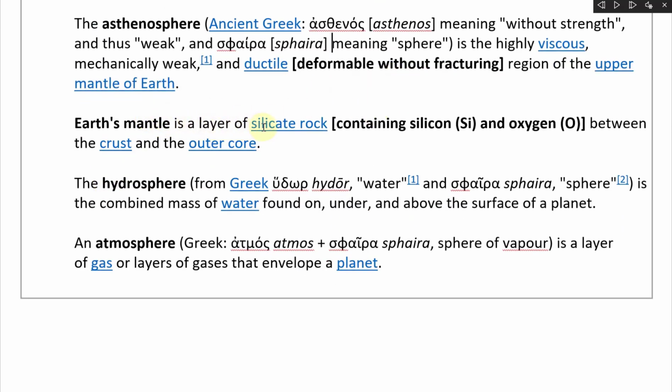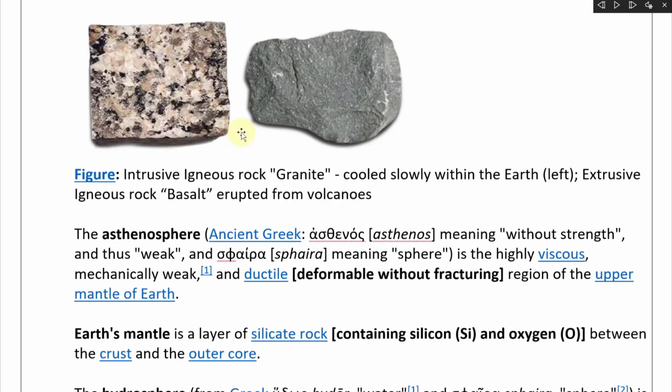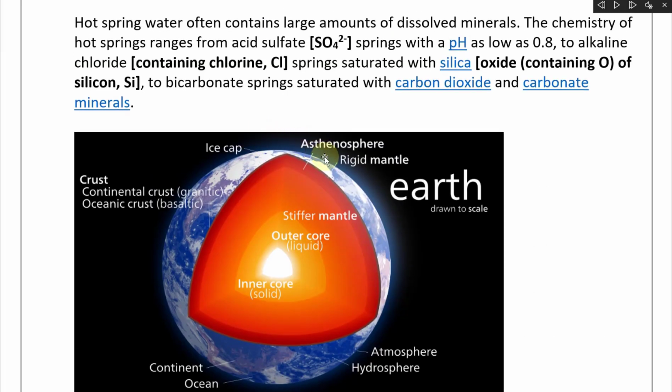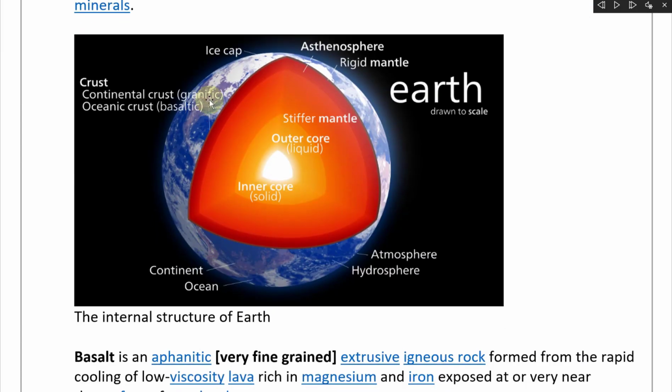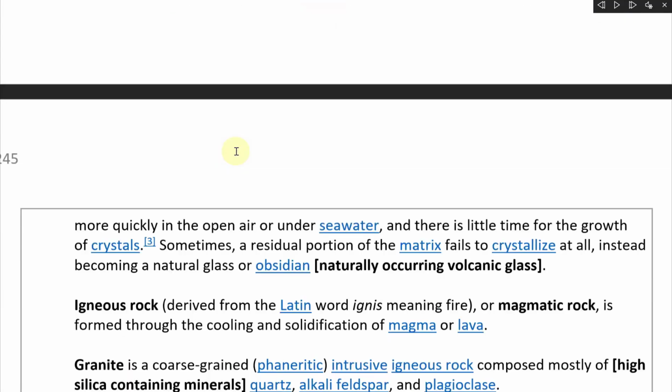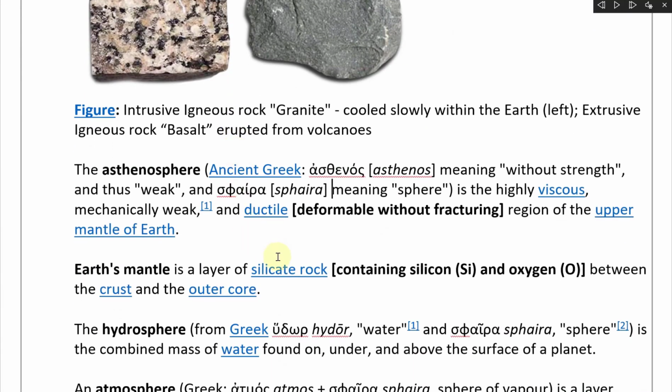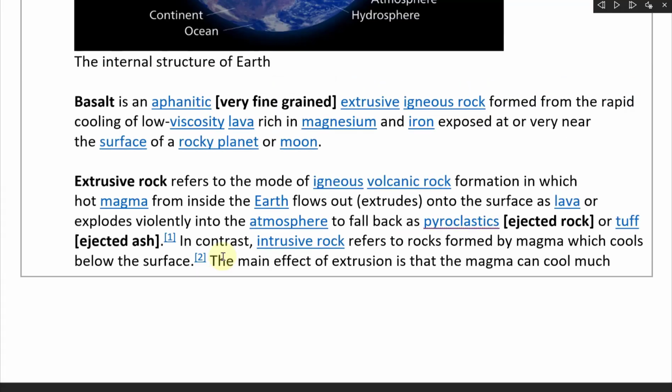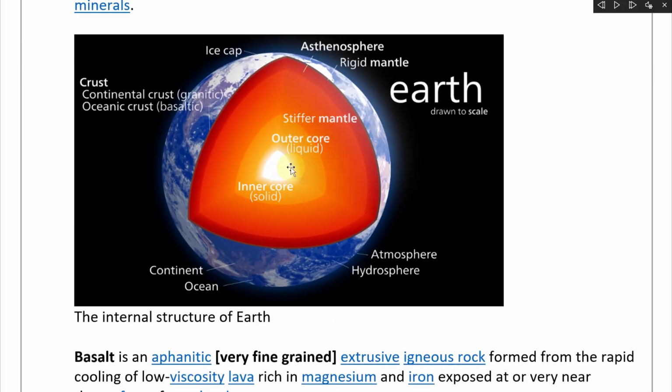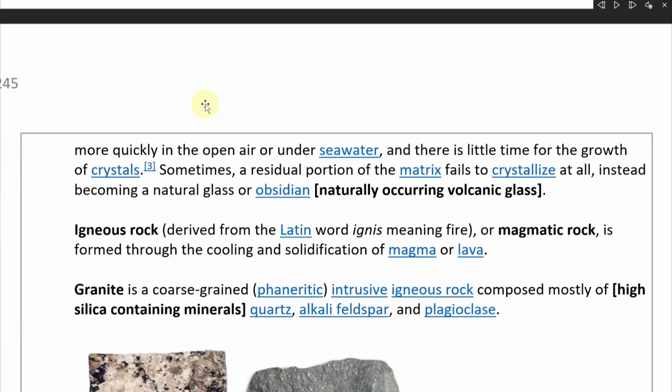So Earth's mantle is a layer of silicate rock, containing silicon, Si, and oxygen, between the crust and outer core. So there's the crust right here, and then this is between the crust and outer core. So where's the outer core? Outer core is right here, and there's the mantle, and there are different regions of this mantle below the crust.